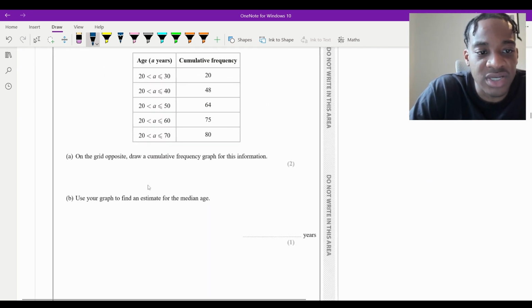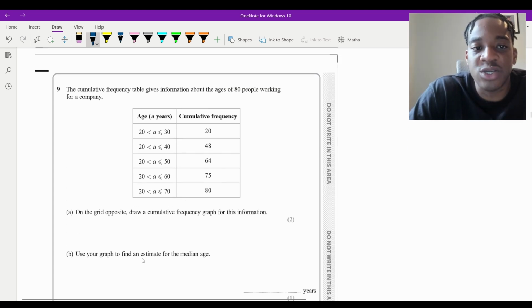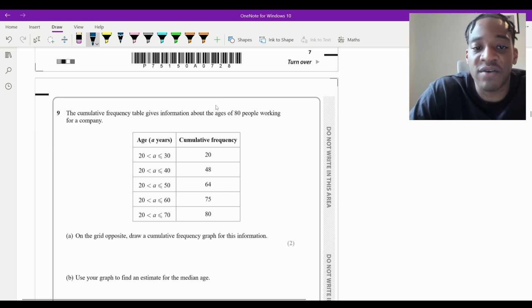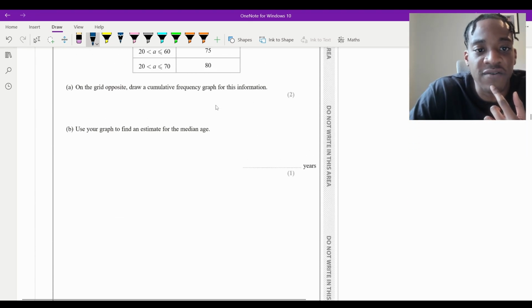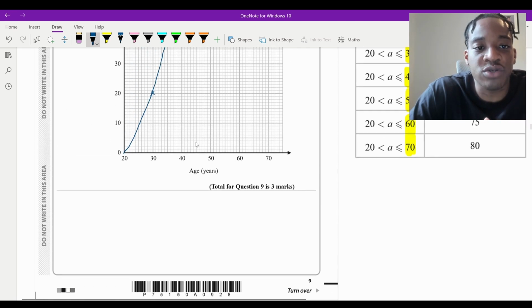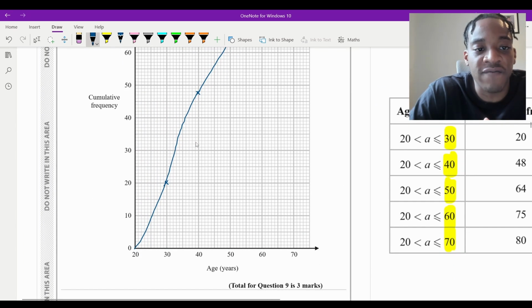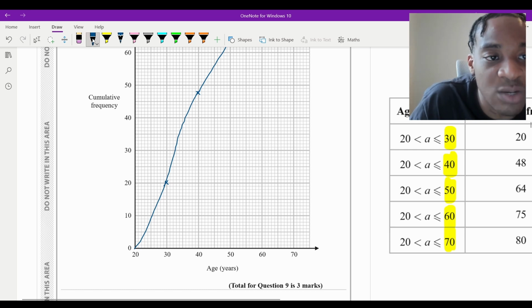And then part B says we need to use the graph to find an estimate for the median age. And remember, the median is your middle value. There were 80 people working for this company. The median will be the middle of that, which is half. 80 divided by 2 is 40. So what you're going to do to find, what is it asking us for? Asking us for an estimate for the median age, is you're just going to go to 40 on your cumulative frequency axis and then see what that takes you to.